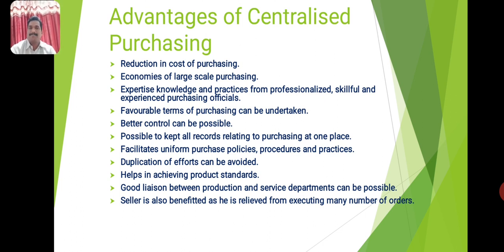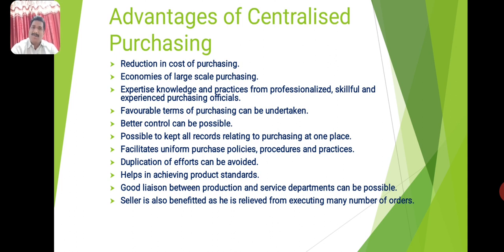So the material is purchased on the most favorable terms from a good, reliable, creditworthy supplier. Naturally the quality of the material will be good. Whenever quality materials are used, the product standard can be established. Okay, so a standardized product can be produced if there is centralized purchasing, because quality material is there.